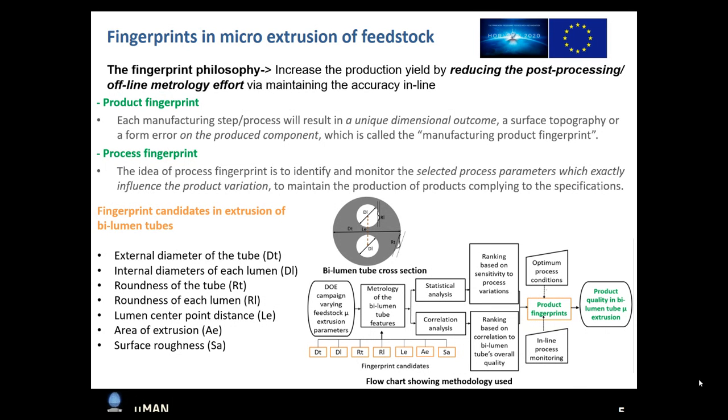So from this statistical and correlation analysis, the product fingerprint is found. Then optimum process conditions are applied, and these optimum process conditions can be found using a multi-objective optimization methodology. And by maintaining this product and process fingerprint in line, the quality of the product can be maintained, and we can get the bi-lumen tube of required quality and required accuracy within the required tolerance limit by extrusion.